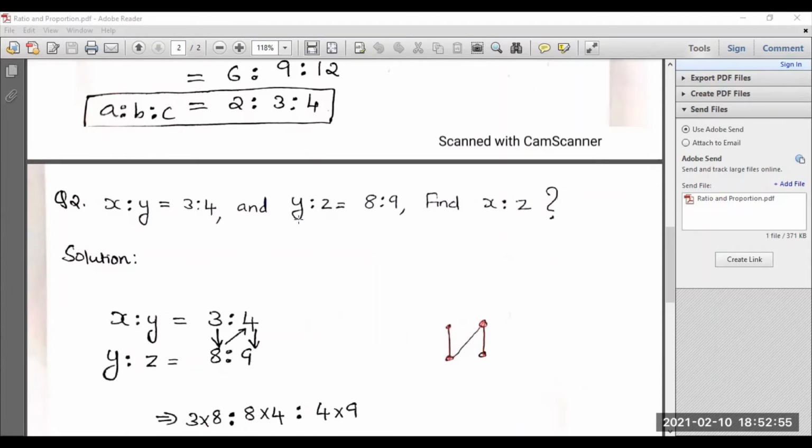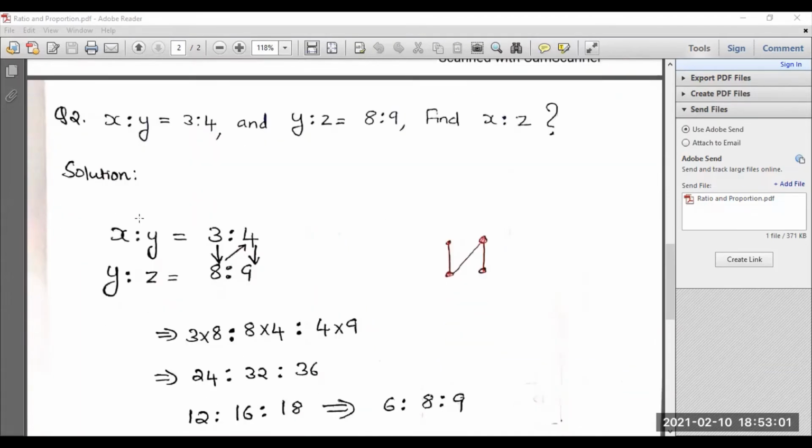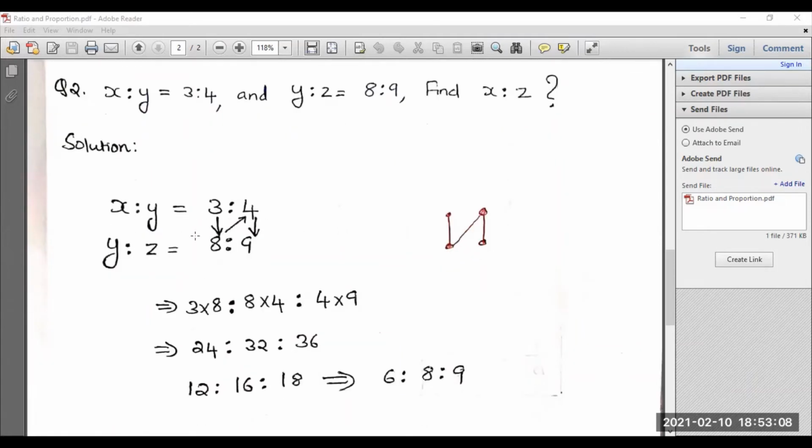X is to Y is equal to 3 is to 4. Y is to Z equal to 8 is to 9. Find X is to Z. First and foremost, you find out X is to Y is to Z. See, X is to Y is equal to 3 is to 4, Y is to Z is equal to 8 is to 9. Therefore, you can use the inverted N concept. See, 3 into 8 is to 8 into 4 is to 4 into 9.